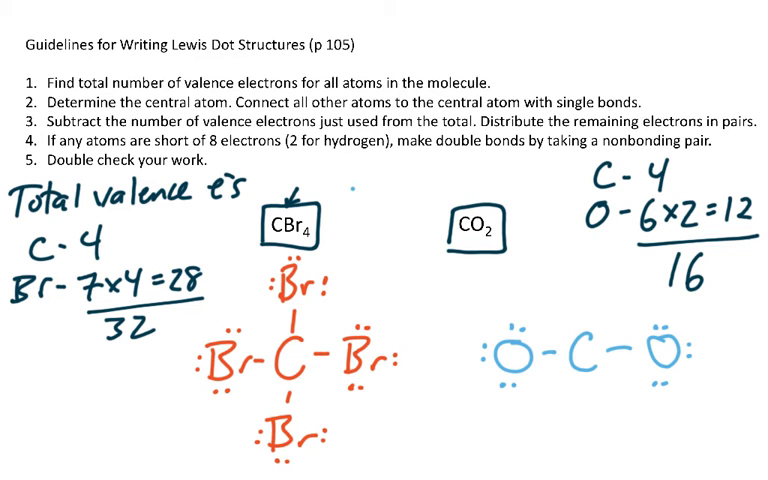So we move to step 4. If any atoms are short of 8 electrons, make double bonds by taking non-bonding pairs. So here's a non-bonding pair. Here's a non-bonding pair. If we do that, we end up with this. And now everything is happy. So we're done.